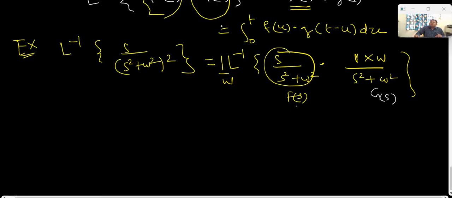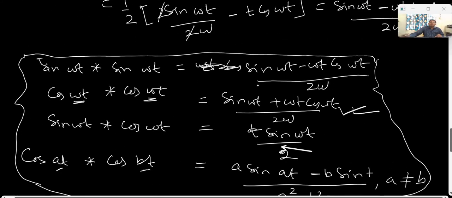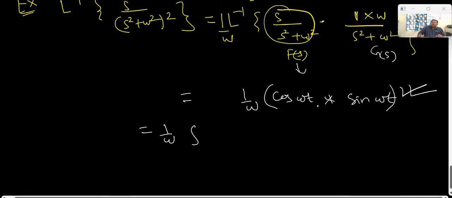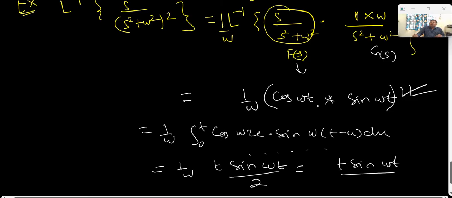So F(s) will give you cos omega t, and your G(s) will give you sin omega t. Now 1 by omega is there for the adjustment. Now already you know cos omega t convolution sin omega t, so you apply it here. So this is equal to 1 by omega, integral 0 to t cos omega u into sin omega (t minus u) du, and you proceed, and it will give you 1 by omega times t sin omega t divided by 2. So it will be t sin omega t divided by 2 omega.